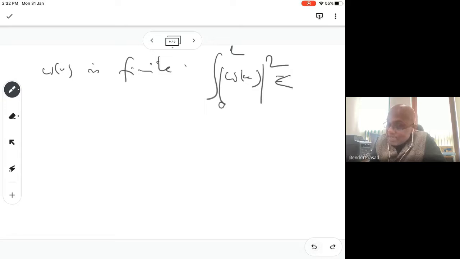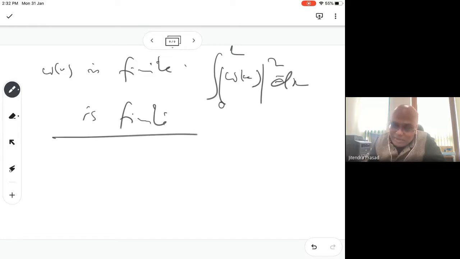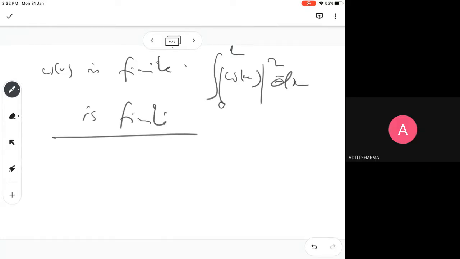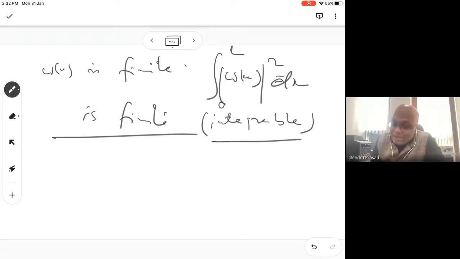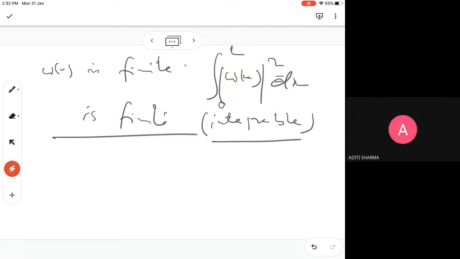you say that this is integrable. The integral of w dx is finite, right? You got it? Or you also call it integrable, right? This is integrable only when this is within the limit, right? It's not infinity. Otherwise, this has to be integrable, right? Okay, sir.